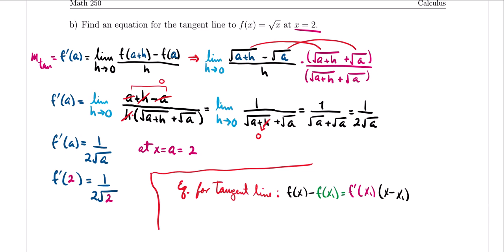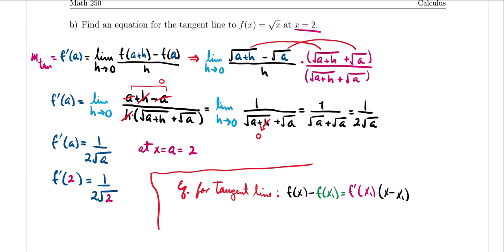Remember that the equation for a line, or in this case the tangent line, is f of x minus f of x1 equals the slope at x1 times x minus x1. And again, guys, I would prefer for you to remember this formula, but if you want to keep on using other forms, that's perfectly fine with me.